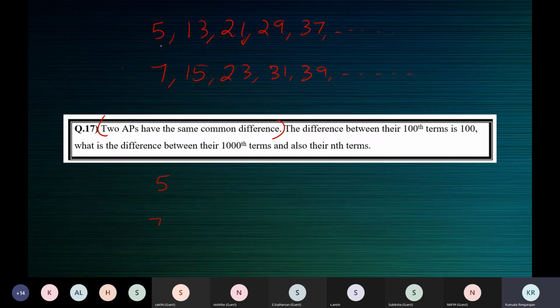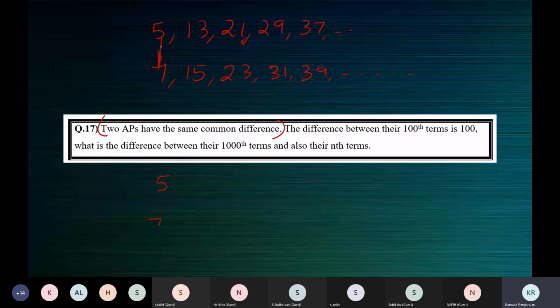What is the difference between their first terms? Children, what is the difference between their first terms? 2. What is the difference between their second terms? 2. Third terms? Yeah, so the difference is 2 everywhere.